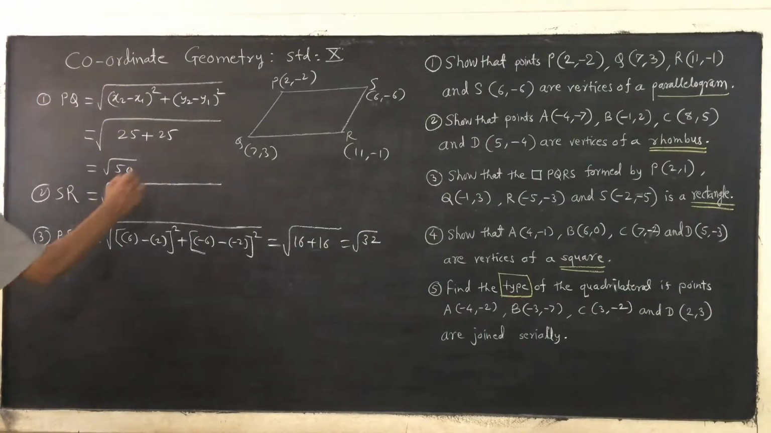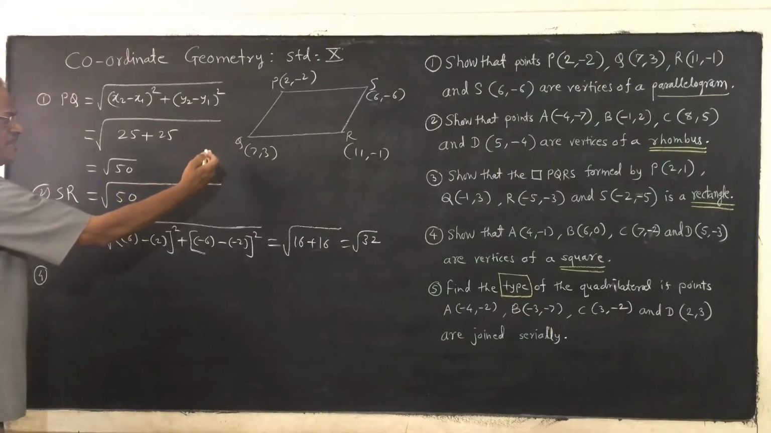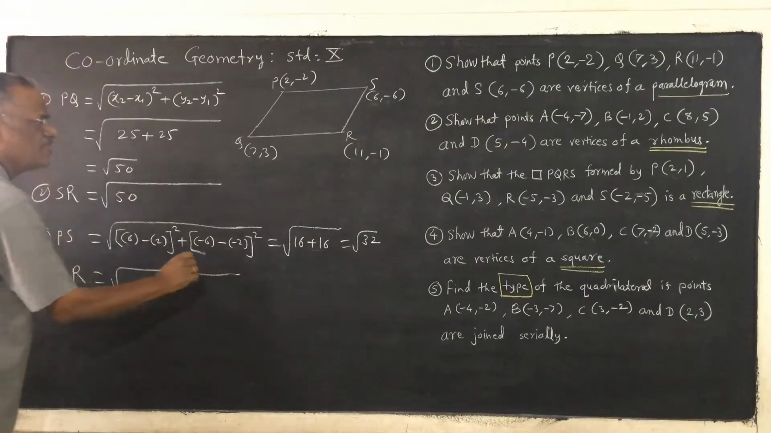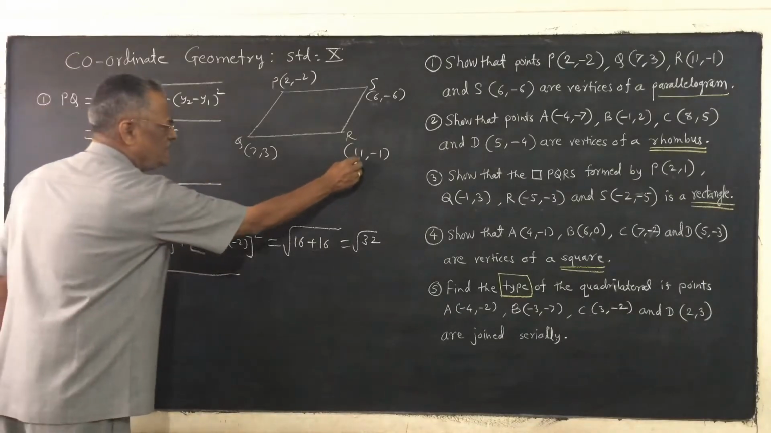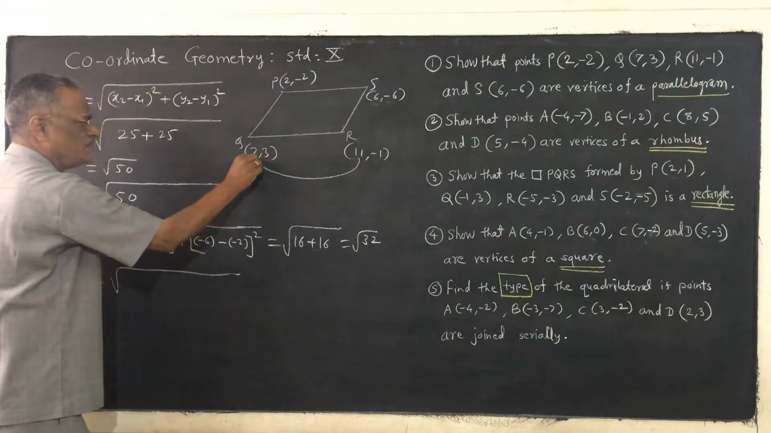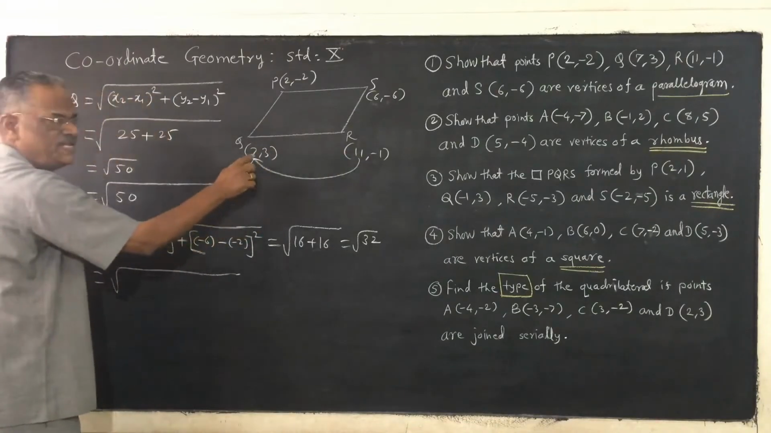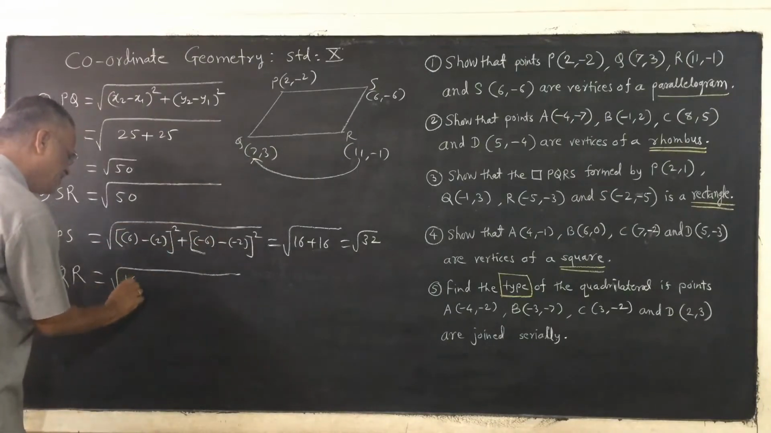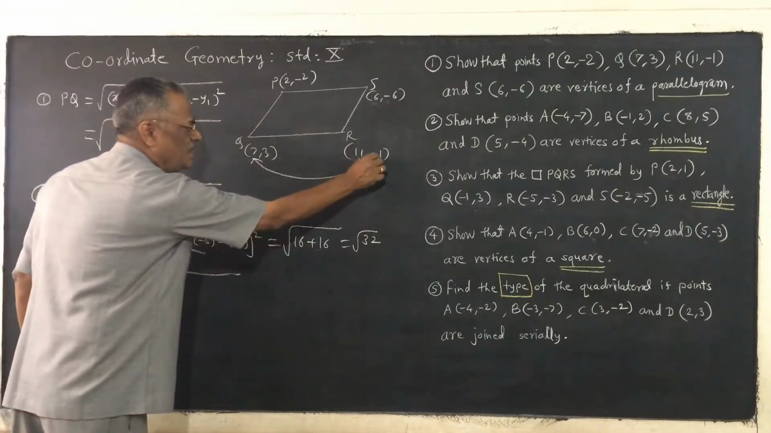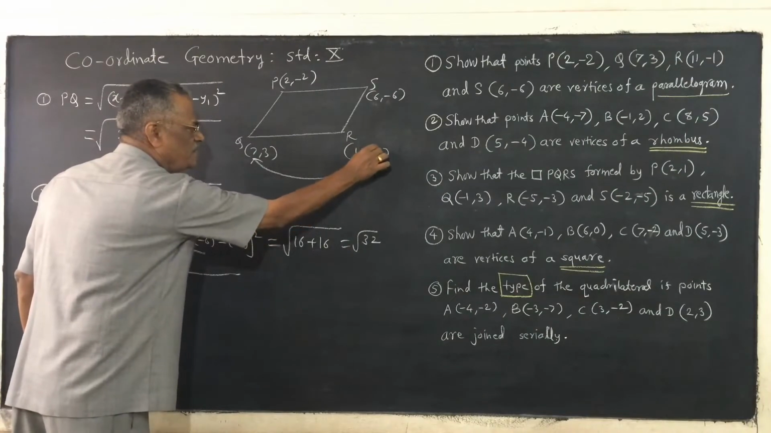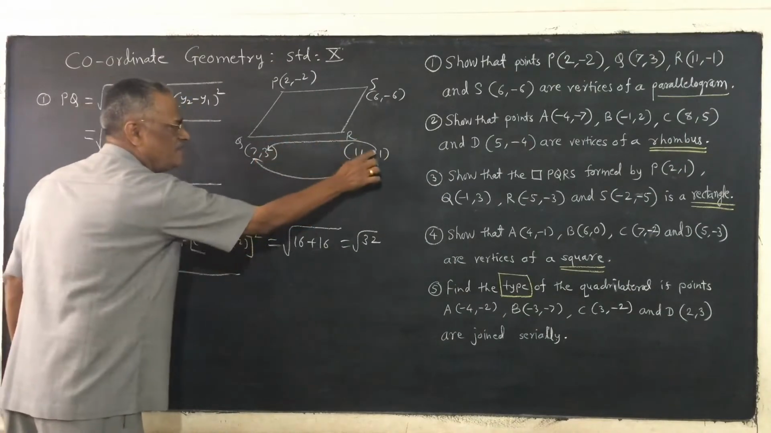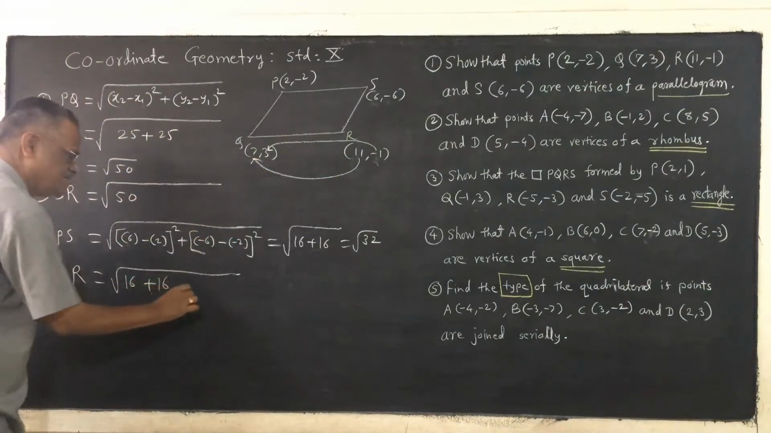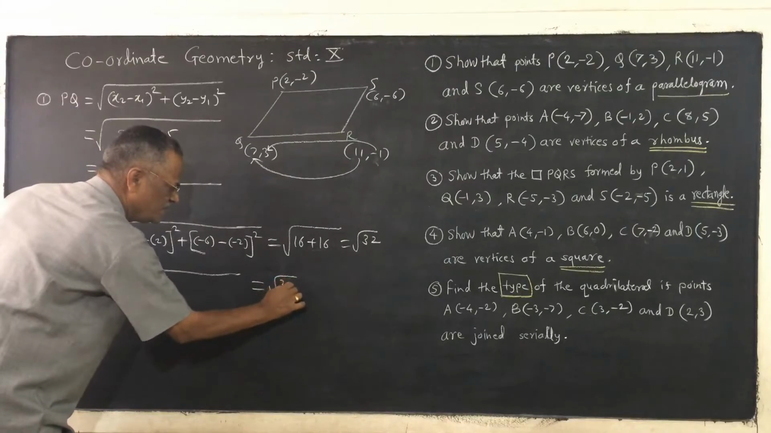And in the fourth step, find out QR, with the same distance formula. x2 minus x1, 11 minus 7 is 4, it is 16. And y2 minus y1, minus 1 minus 3 is minus 4, and its square is 16. So you are getting root 32.